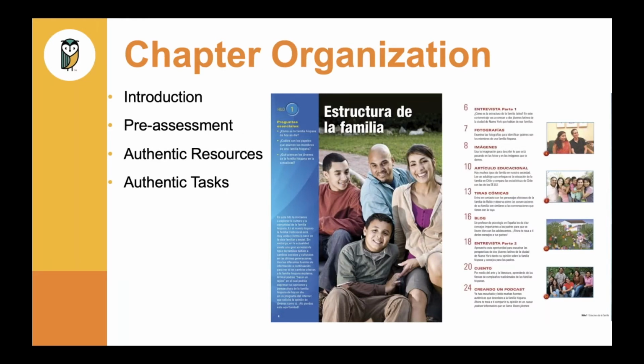Now we'll look at the chapter organization. Each hilo begins with an introductory hook to introduce the topic, followed by a pre-assessment to activate students' prior knowledge and vocabulary knowledge. The rest of the hilo is composed of activities, each of them centered around an authentic resource. Blogs, newspaper articles, videos, podcasts. Each resource has before, during, and after tasks to engage students with the authentic material. We'll look more in depth at each section as we continue.